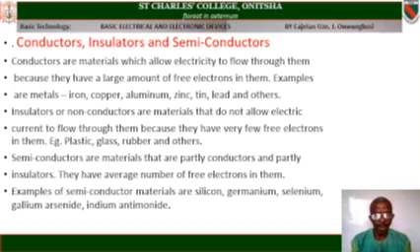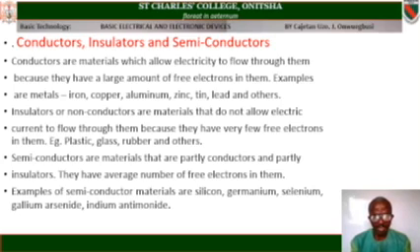Insulators, otherwise called non-conductors. These are materials that do not allow electric current to flow. The reason why they do not allow electric current to flow through them is because they have few free electrons in them. Examples of insulator materials are plastic, glass, rubber, and others.